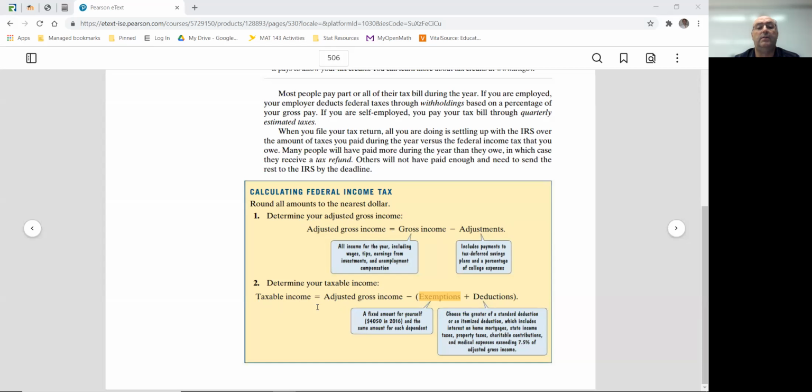The taxable income is the adjusted gross income, or AGI, minus, now the textbook says exemptions. Well, exemptions for federal income tax and the North Carolina state income tax have both been eliminated. There is only deductions at this point. So we're going to subtract the appropriate deductions, either the standard deductions or the itemized deductions if they turn out to be more.